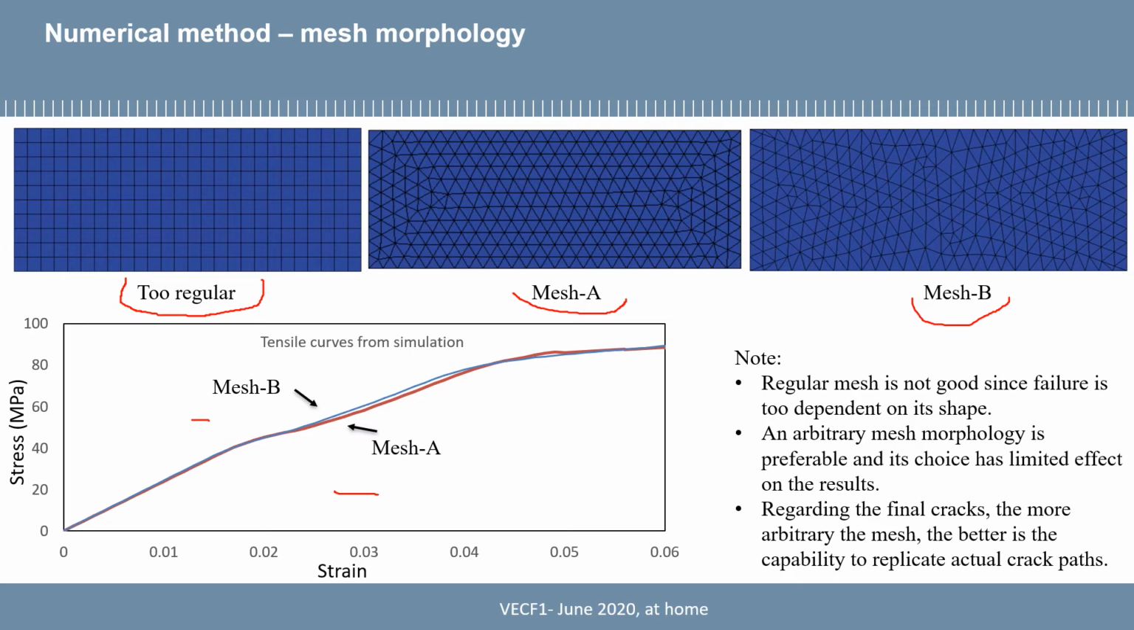That means if the mesh is arbitrary, then the mesh methodology will have almost no effect on the results. So it's a good thing, but we use mesh B because we want our mesh methodology to be arbitrary enough, which is better to replicate the crack path in our study.